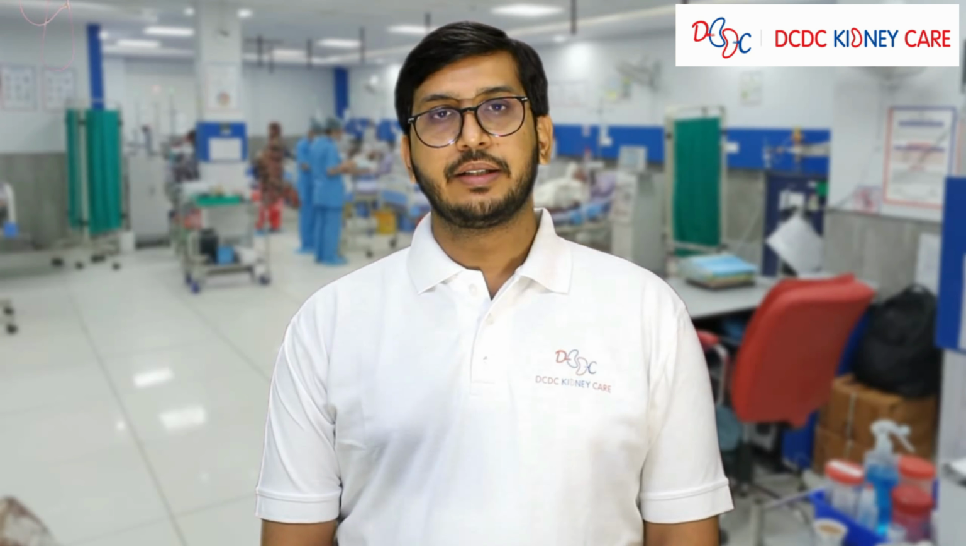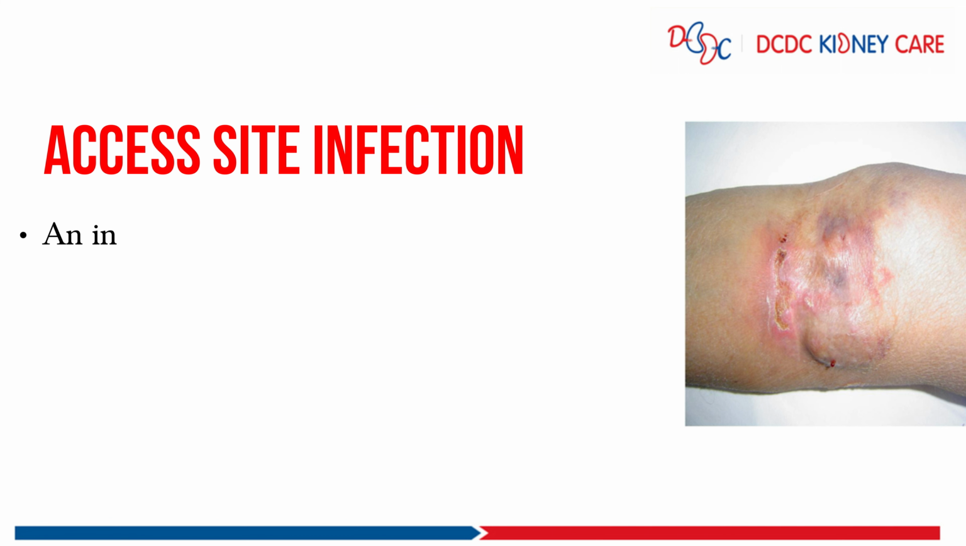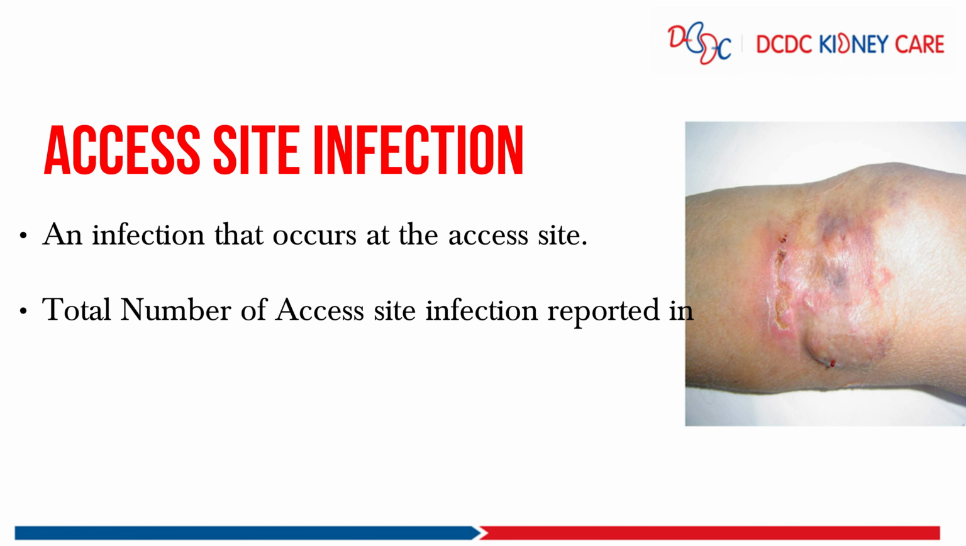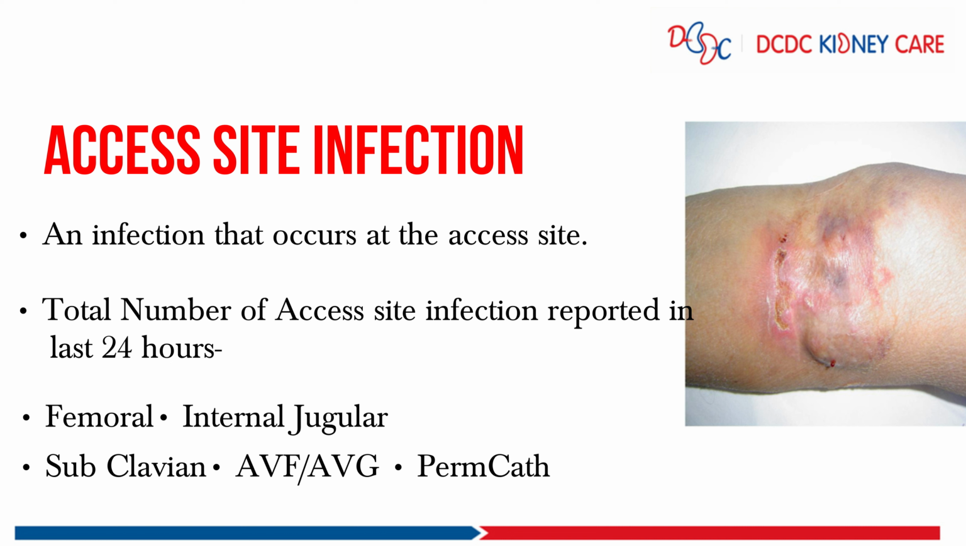The next indicator is access site infection. Any infection that occurs at the access site is defined as access site infection. The potential sites where access site infection can be reported are femoral, internal jugular, subclavian, arteriovenous fistula or perm cath.